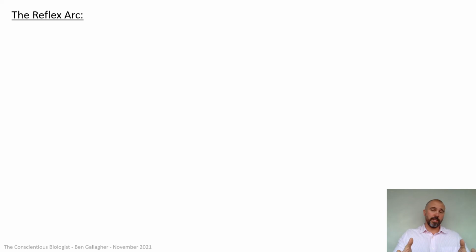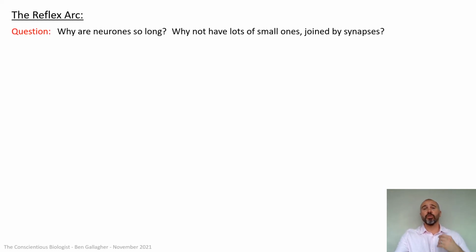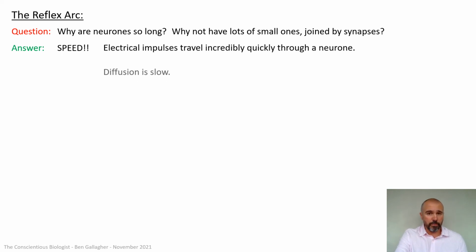Very last thing, and I've pulled this straight from one of my GCSE videos, just talking about the reflex arc and talking about why neurons are so long. Why can't we have lots of smaller ones joined by synapses? We've just gone through how synapses work. Looks pretty efficient. You can control them. Brilliant. Why not, instead of having a 6-foot long neuron that goes from my big toe up to my brain, why can't I have loads of littler ones? That would be far more efficient, but it's not. And the reason being, it's speed.